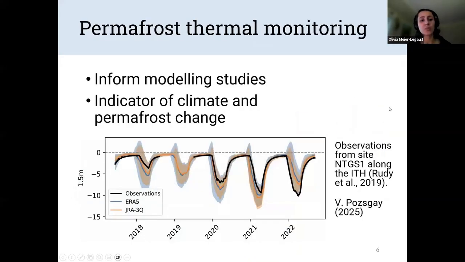And so ground temperature measurements across the soil column are used for a variety of purposes, and I've listed just a couple here. So in the first case, they can be used to inform modeling studies. You'll see this in the bottom figure here, where observations in black from a site near Inuvik along the ITH are compared to simulated outputs of ground temperature. As I've said, permafrost temperatures, ground temperatures, are used as indicators of climate and permafrost change.